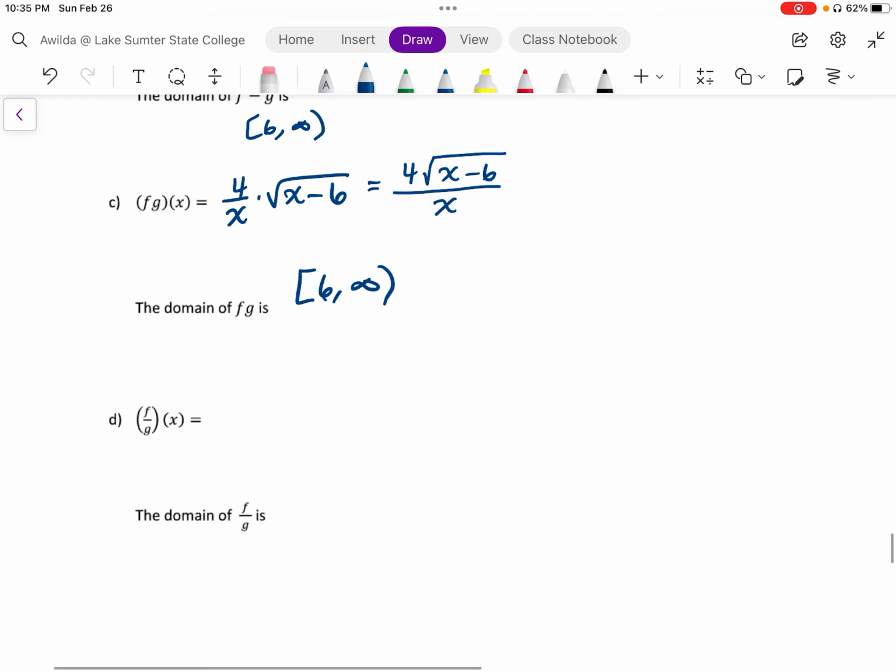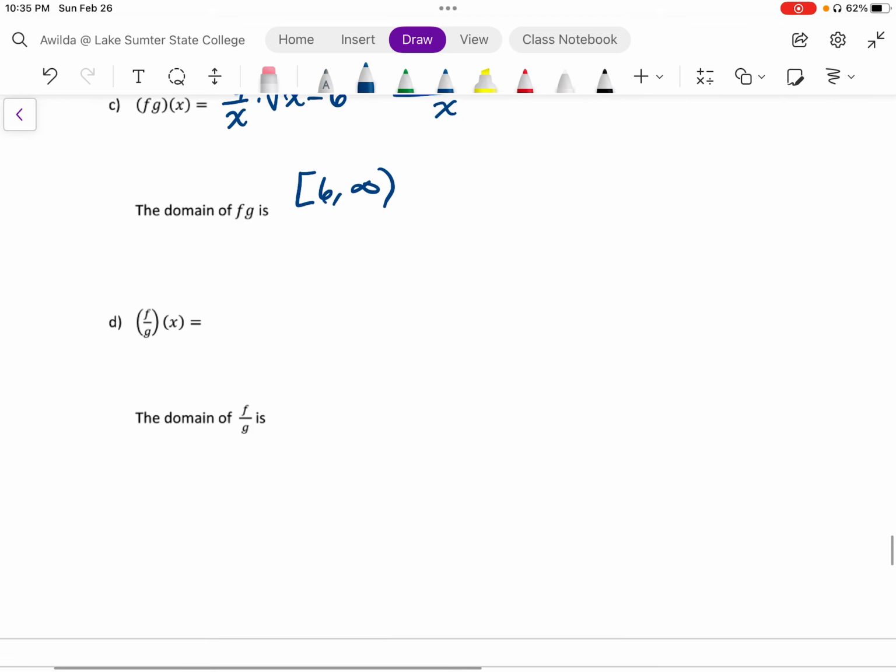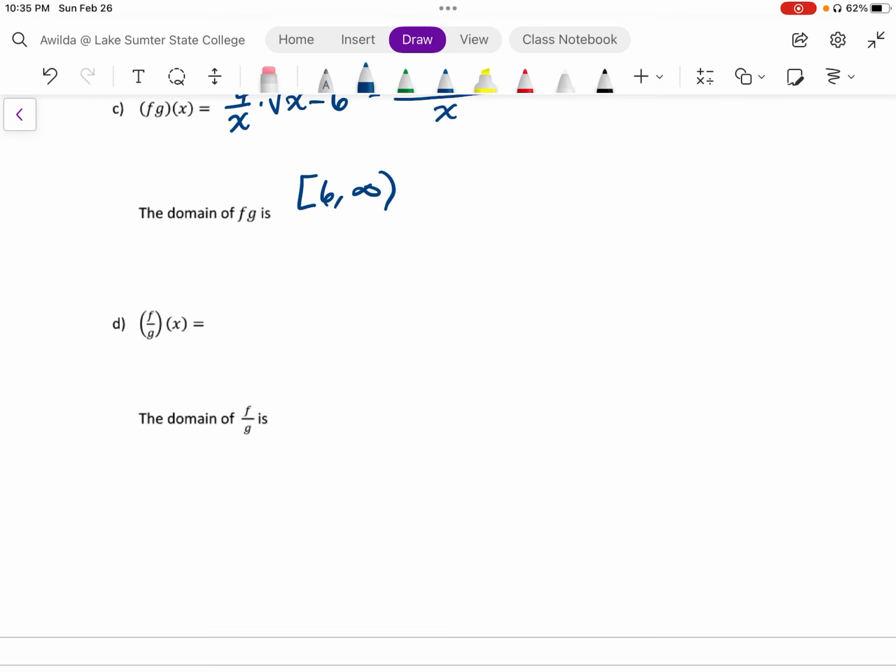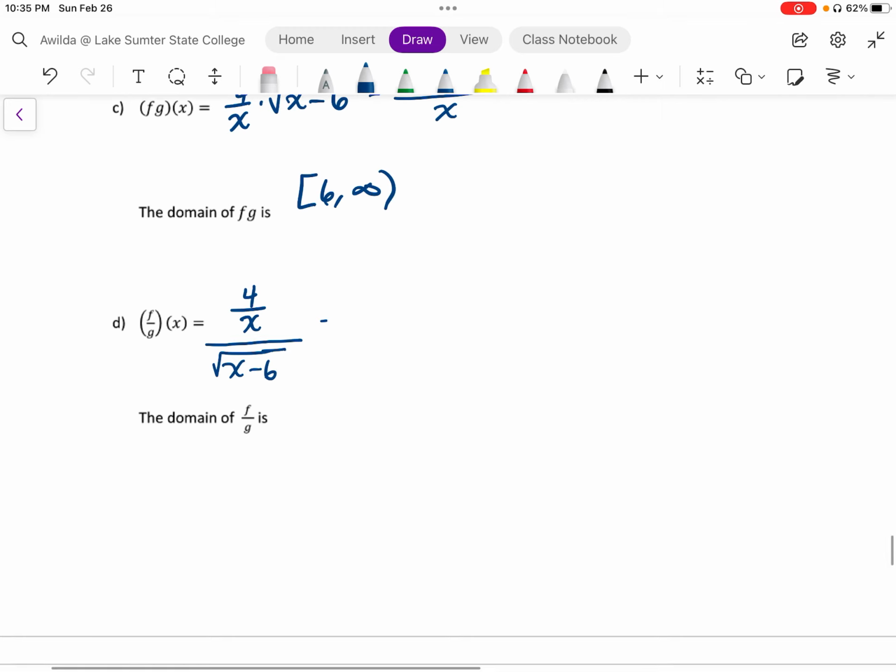Now, when we divide f by g, this is where we have to be uber cautious. The rule for f is 4 divided by x, and the rule for g is the square root of x minus 6. Well, this is not a clean way to leave this, so I'm going to rewrite this as 4 divided by x times the square root of x minus 6. This is still not considered to be fully simplified, but it does look a tad better.